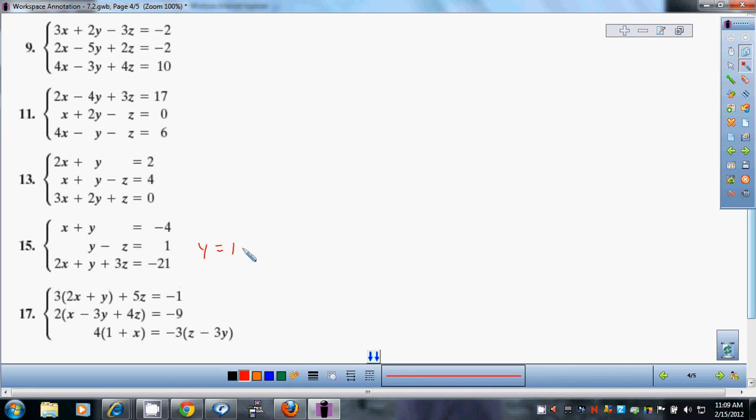1 plus z. Now if I plug that into the other two equations, what's that give me? In the top one, instead of y, that'd be x plus 1 plus z equals negative 4. And if I plug that into the bottom one, that gives me 2x plus 1 plus z plus 3z.